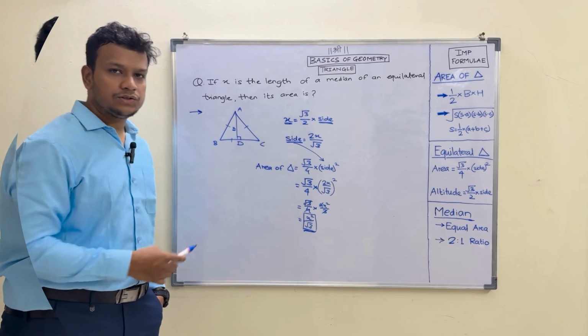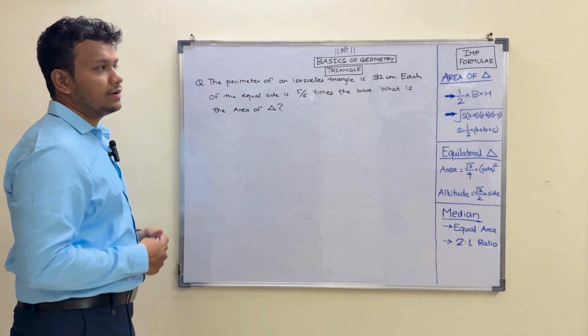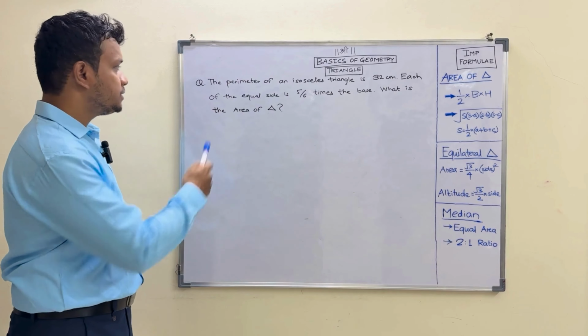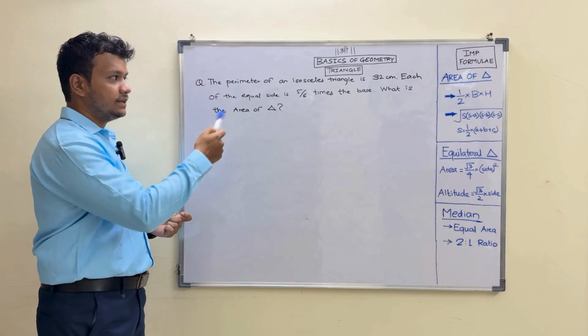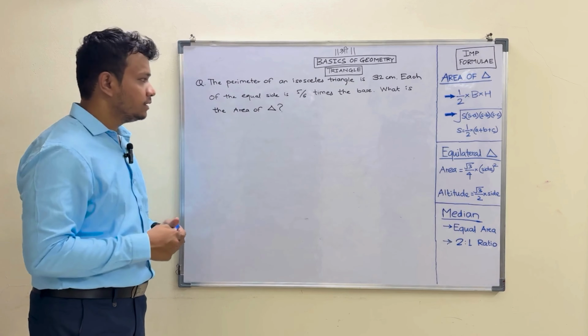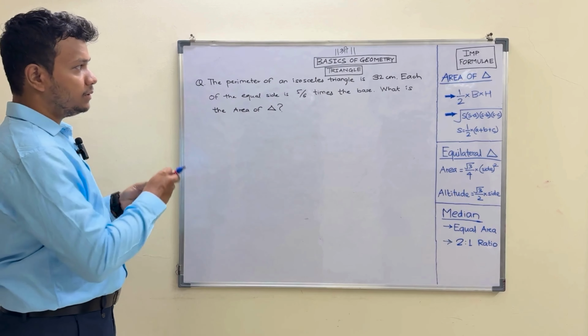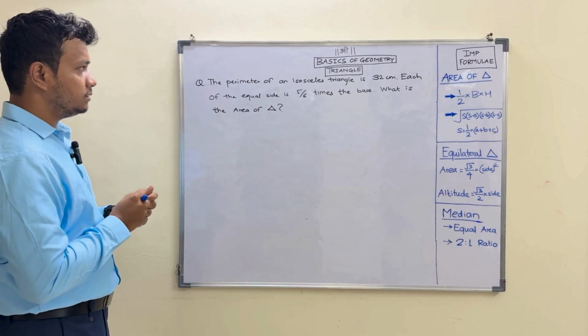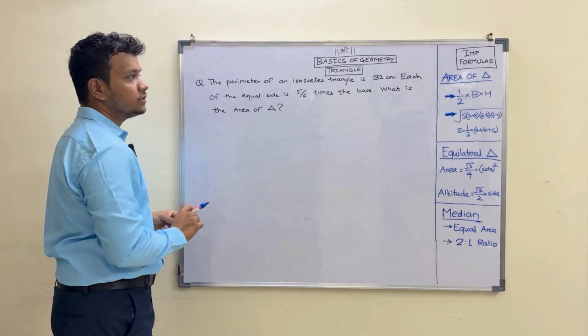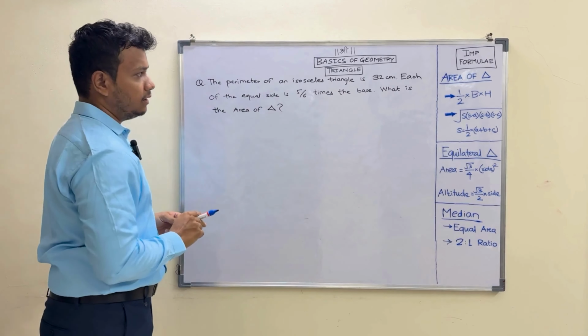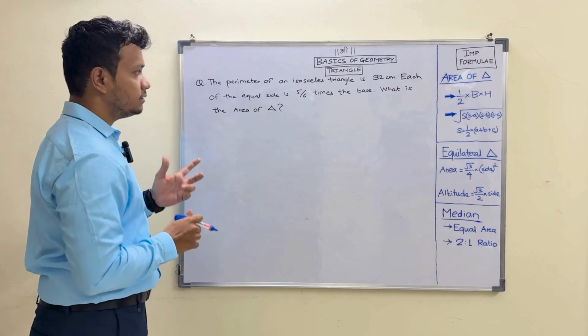Now we'll move to the next question. The question is, the perimeter of an isosceles triangle is 32 centimeters. Each of the equal sides is 5 by 6 times the base. What is the area of the triangle? So we have been given the total perimeter, and there is one more thing we have been given. It is the base and the relationship between the base and the sides.